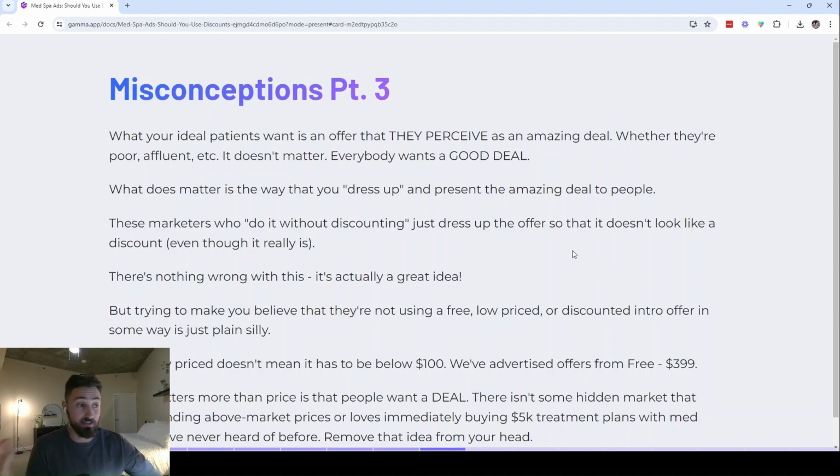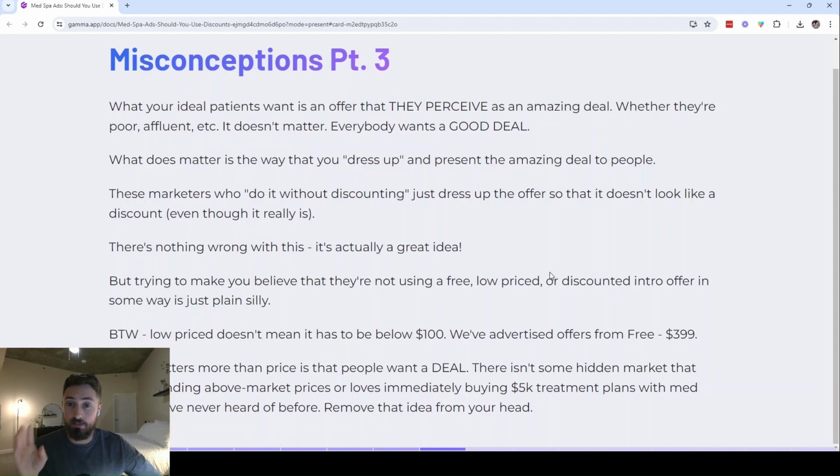And there's nothing wrong with this. It's actually a really great idea. But trying to make you believe as a med spa owner that they're not using some kind of free or low priced or discounted intro offer in some way is just plain silly, right? It's just not true. And by the way, low price doesn't mean that it has to be below $100, right?